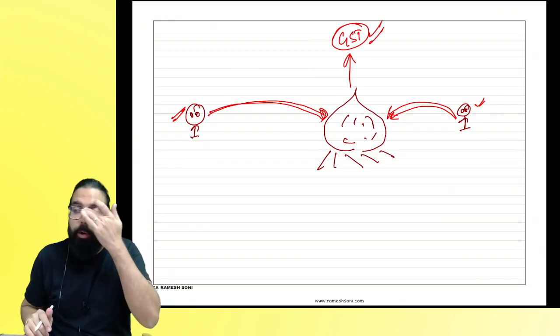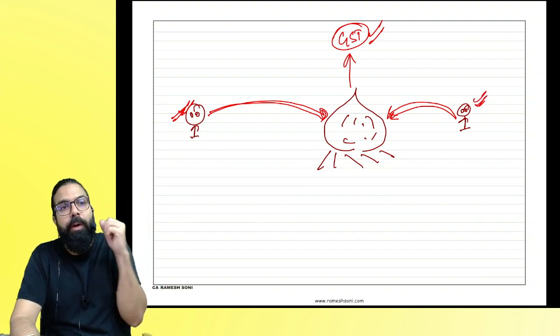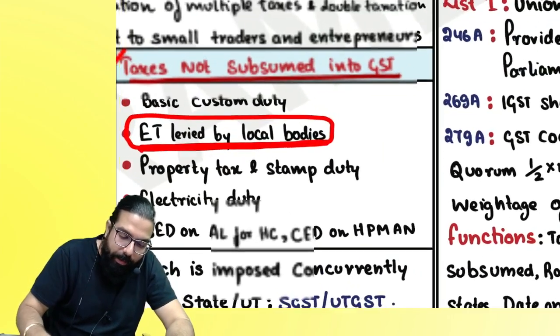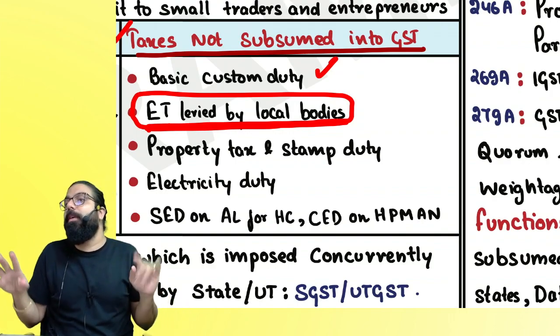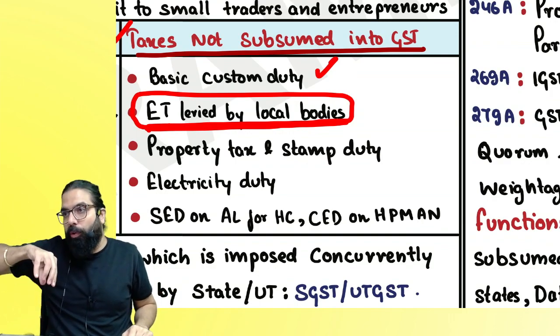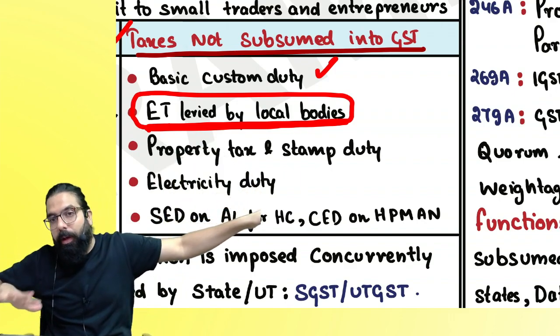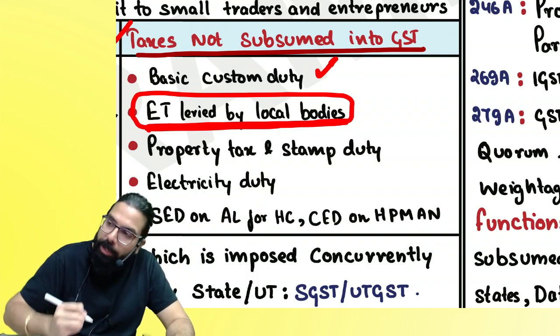Are we clear? Now, the central government and the state governments both were holding on to some taxes which they did not put in the fire. Number one, the central government charges excise duty, custom duty. What is custom duty, everyone? When you import goods, import duty. When you export goods, export duty is there. Import duty and export duty will still continue. They have not been subsumed. Are we clear?